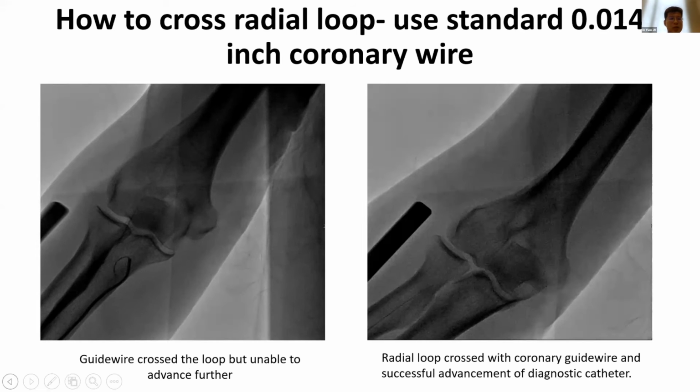So this is an example of a guide wire crossing the loop, but I'm able to advance further. Another case example is that of a radial loop that's crossed using the aid of a guide wire and the support of a diagnostic catheter. In such a situation, using the catheter together to rotate clockwise and counterclockwise may straighten the loop. And once the wire and the catheter go through, it will actually straighten out the loop and allow the rest of the catheter to advance.